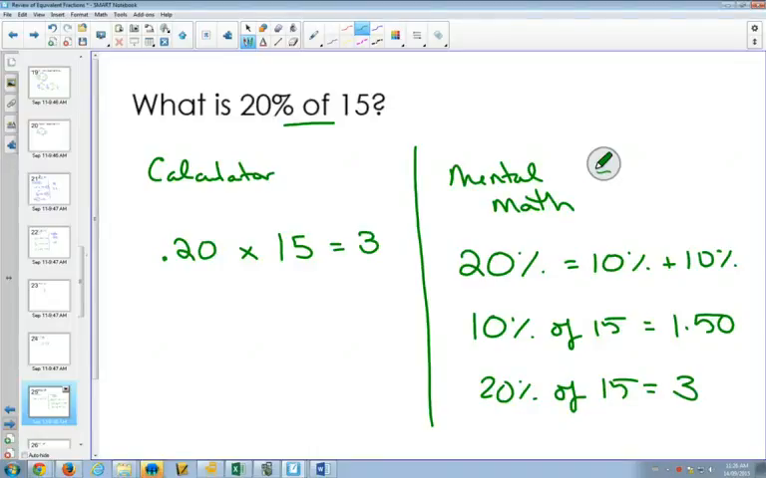So you can do other percents if you'd like with mental math. In fact, you can do any of them. If someone wanted to find 13%, well, that's a 10% plus a 1% plus a 1% plus a 1%. And all of those ones you can do without your calculator, and then you just have to add them up to find out your total.